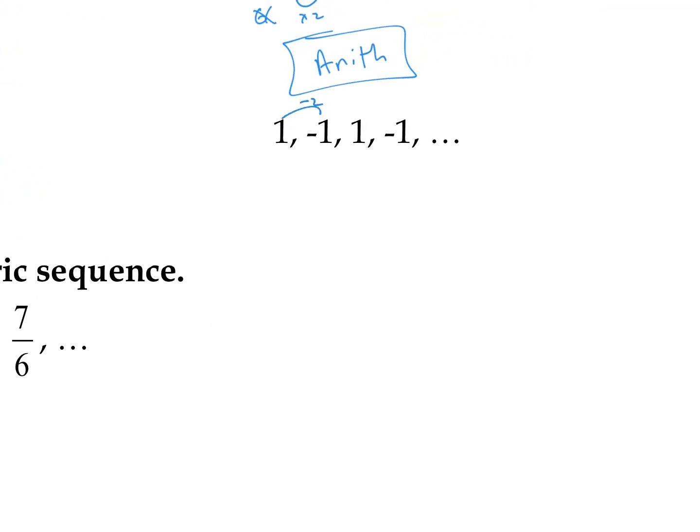So here I'm subtracting 2, then adding 2, so not arithmetic. Times negative 1, times negative 1. So this is actually geometric, because each time you're multiplying by negative 1.